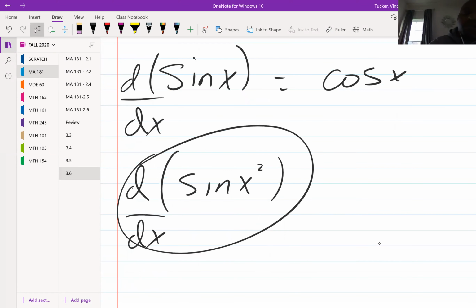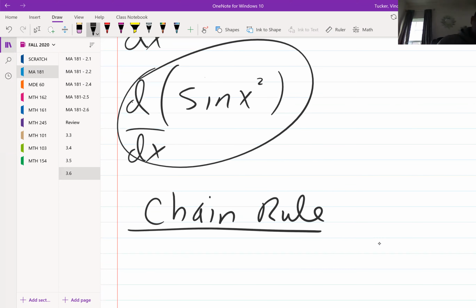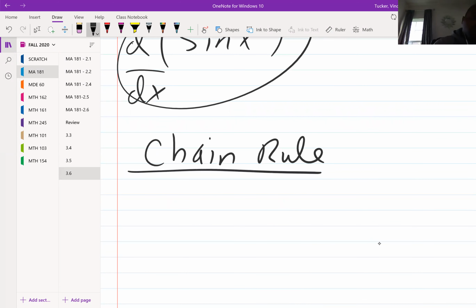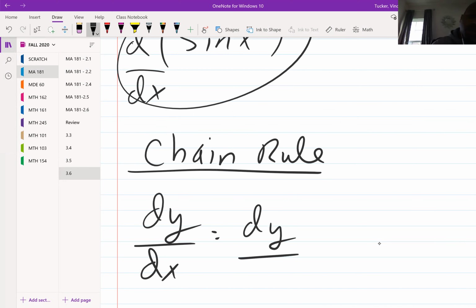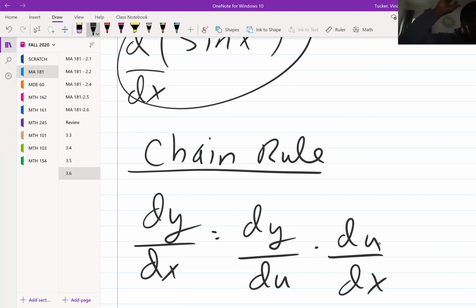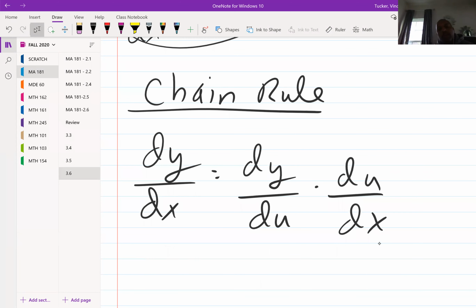All right, so the chain rule is dy dx, wherein we're going to let one part of it, the inside part, be equal to u, and then we're going to take the derivative of y with respect to u, and then take the derivative of u with respect to x. So what do we mean by that?